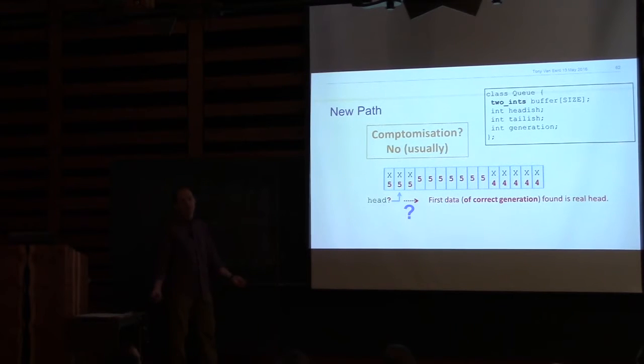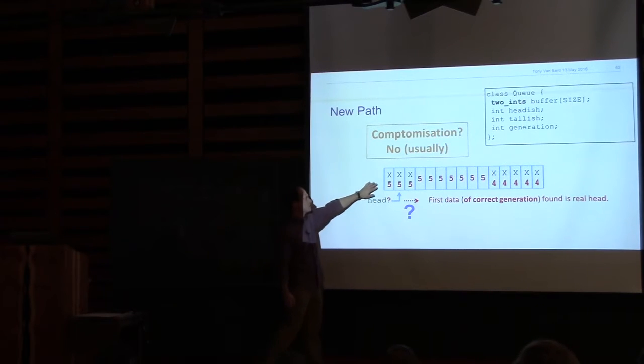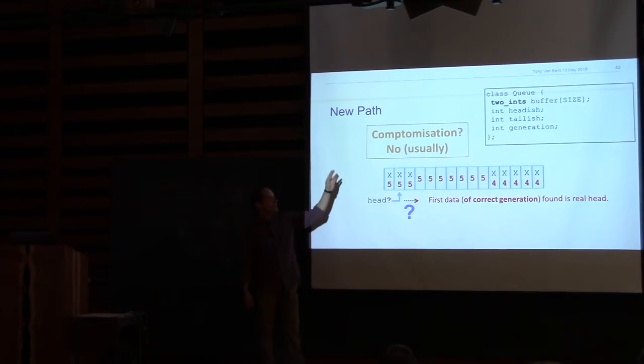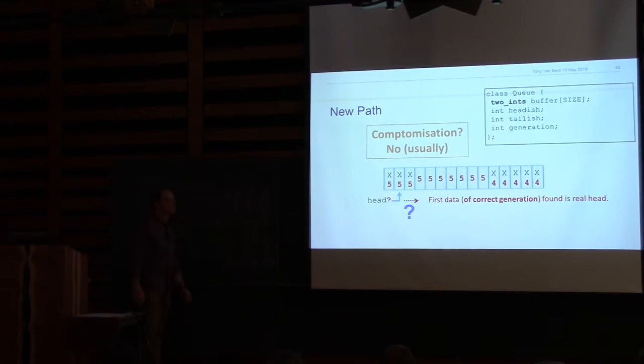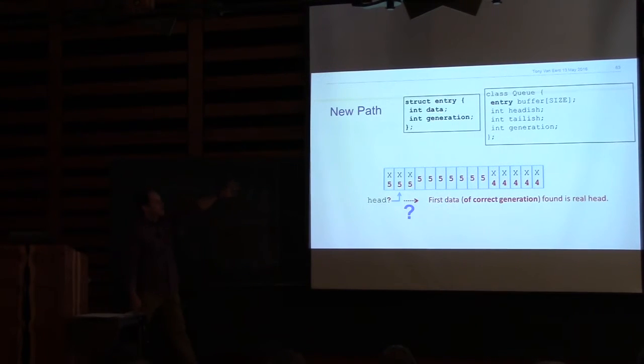Yeah, I thought about that. I don't think it's going to work. So anyhow, I'm not going to compromise on taking more bits away from you. I'm just going to say that I can make two integers lock-free, right? I just want this entry. Every entry now is going to have data and a generation count.